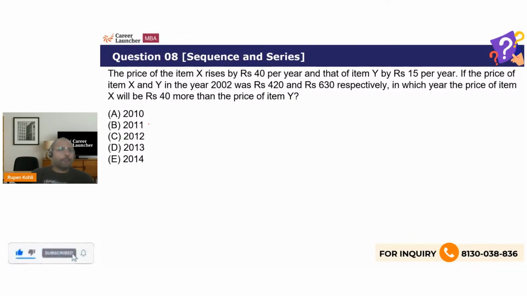Okay, look at this. The price of the item X rises by rupees 40 per year and that of item Y by rupees 15 per year. If the price of item X and Y in the year 2002 was rupees 420 and 630 respectively, in which year the price of item X will be 40 rupees more than the price of item Y?